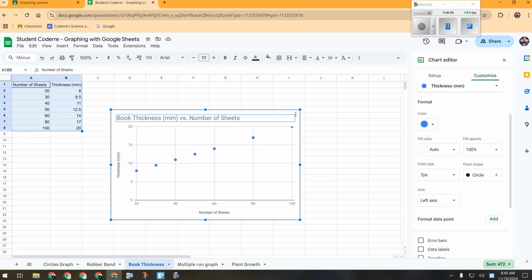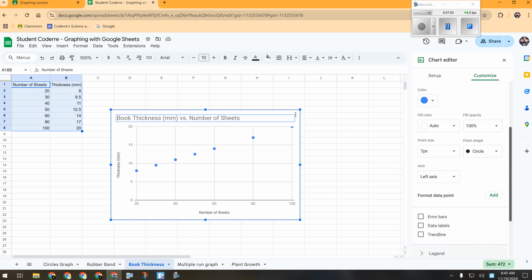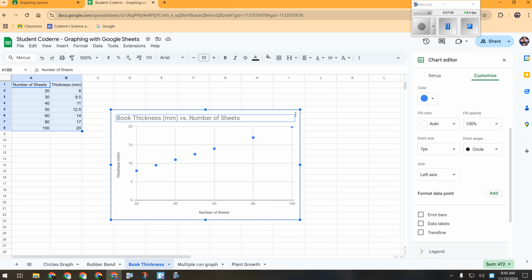Now that I've clicked that, I get these other options, and you can see down below there's a checkbox beside trend line. If you click that, Google Sheets draws a line of best fit for you, which, believe it or not, is really nice. Back in the day, you had to put a ruler on your paper and do your best to estimate the trend of your points, and everybody would get a different slope for the same graph.